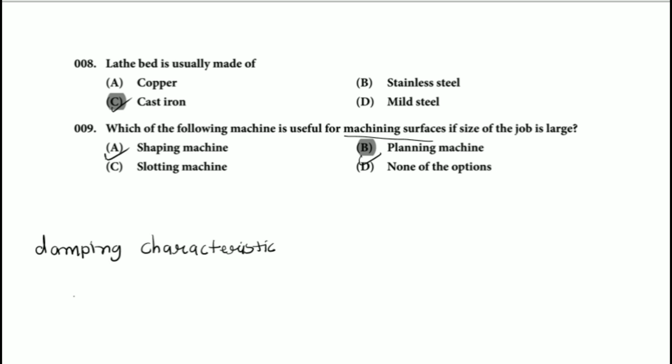Now what they have asked is, if the size of the job is large, right? So a shaping machine cannot be useful when the job size is very large, so the answer should be B, right? A planing machine is useful for a very large job, right? In a shaping machine, what happens is your tool is moving while the job is fixed on a table.